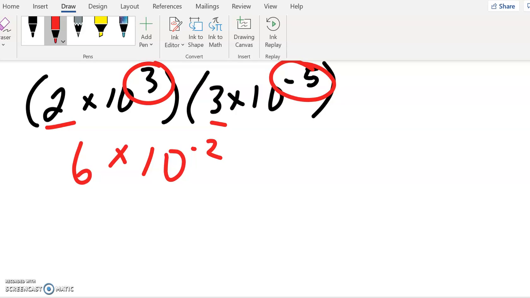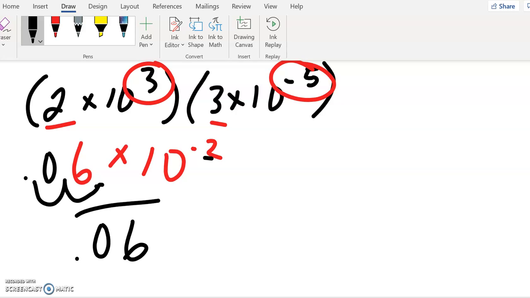Now, if we want to put that in decimal notation or standard notation, the -2 means my number gets smaller. Well, right now, the decimal, because 6 is a whole number, the decimal comes after. So to make it smaller by 2 places, I'm going to go left 1, 2, and my new answer is 0.06. Okay, try that, see if that helps.